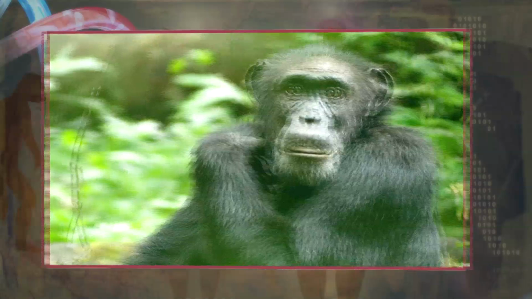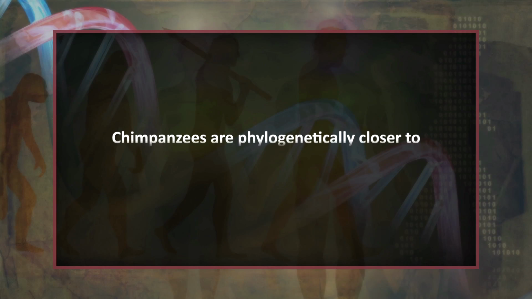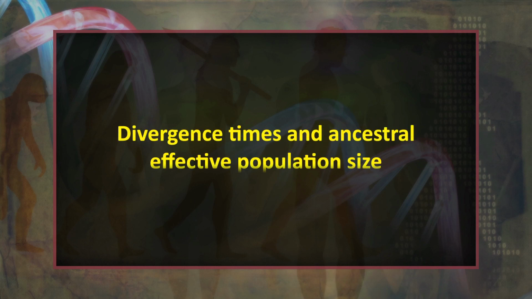Most scientists thought that humans and great apes diverged much earlier, about 15 million years ago. The gorilla is, in immunological distance terms, closer to humans than to chimpanzees. However, the difference is so slight that the trichotomy could not be resolved with certainty. Later studies based on molecular genetics were able to resolve the trichotomy. Chimpanzees are phylogenetically closer to humans than to gorillas. Dear students, let's understand the divergence times and ancestral effective population size.